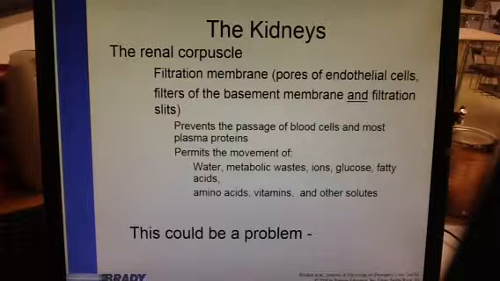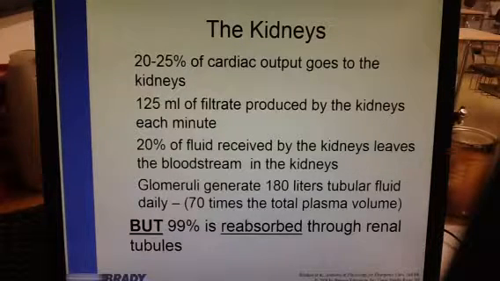So the corpuscle in the glomerulus is what is filtering, and this talks about the prevention of the passage of blood cells and most plasma proteins, but it does allow water, waste, ions, amino acids to go into the filtrate. But that could be a problem, except that the water is going to be reabsorbed. So we don't have to worry about losing too much fluid because 99% of that fluid that is filtered in the first step is going to be reabsorbed in those tubules.